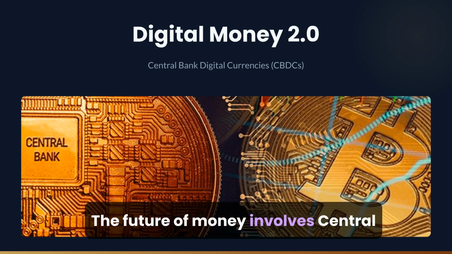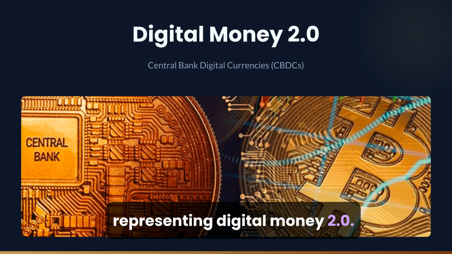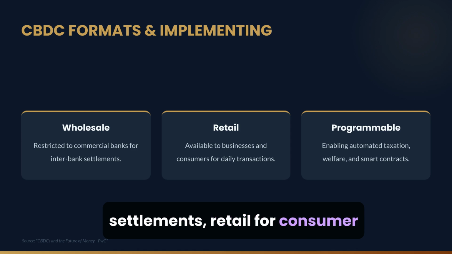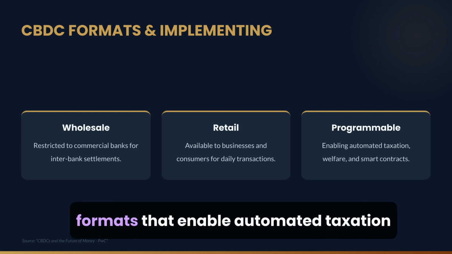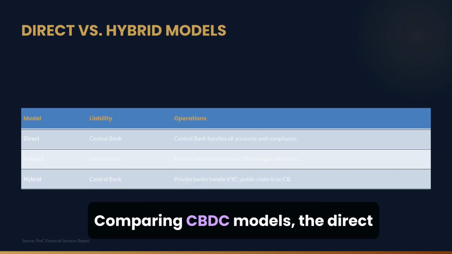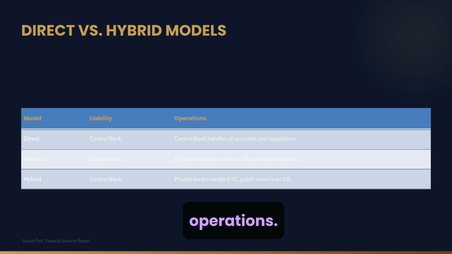The future of money involves central bank digital currencies, or CBDCs, representing digital money 2.0. CBDCs come in different formats, including wholesale for interbank settlements, retail for consumer transactions, and programmable formats that enable automated taxation and smart contracts. Comparing CBDC models, the direct model gives the central bank all operations.